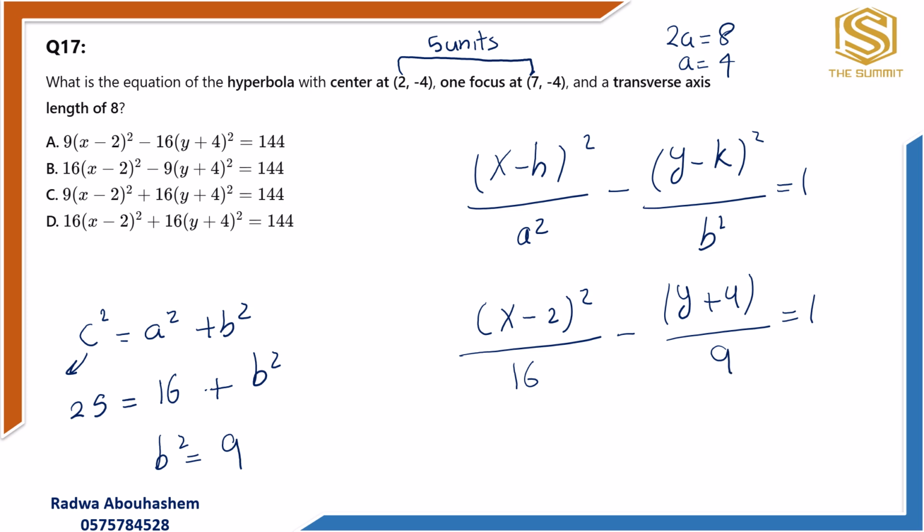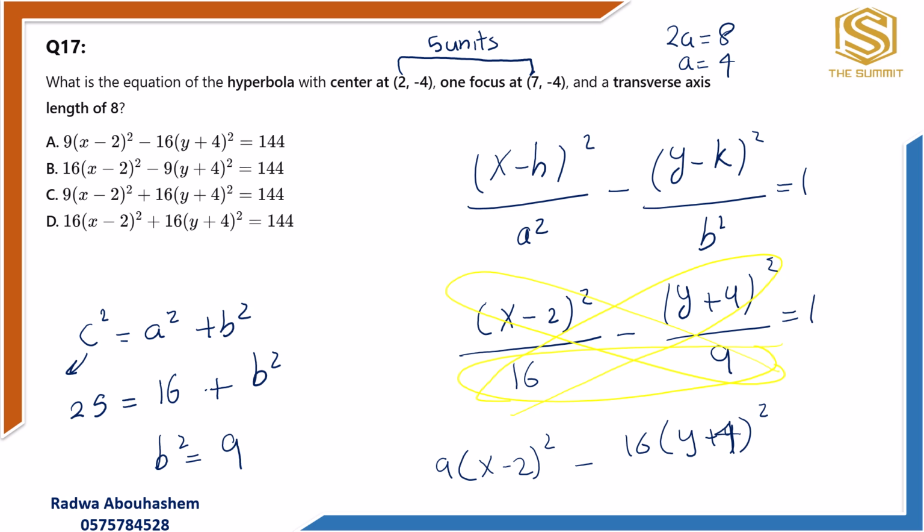But it's not matching the form that I have here. So I will try to find the common denominator, or use the butterfly method. Here's the butterfly method, like this. So it would be here 9 times x minus 2 all to the power 2, minus 16 times y plus 4 all to the power 2. 16 times 9 equals 144. So where is the answer? Here it is.